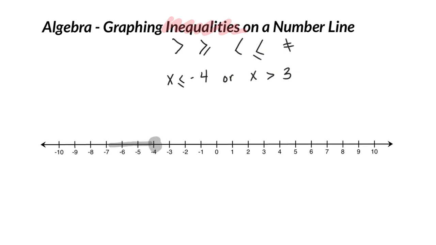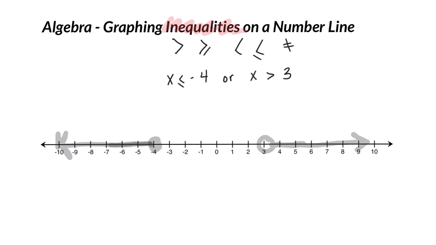Or it says x could be greater than 3. No equal means I'm going to put an open circle at 3, and the numbers greater than go this way. So here it's not enclosed in a set, but rather they're facing out in different directions. Again, this represents the numbers that are less than or equal to negative 4 down here, or the numbers that are greater than 3 up here.